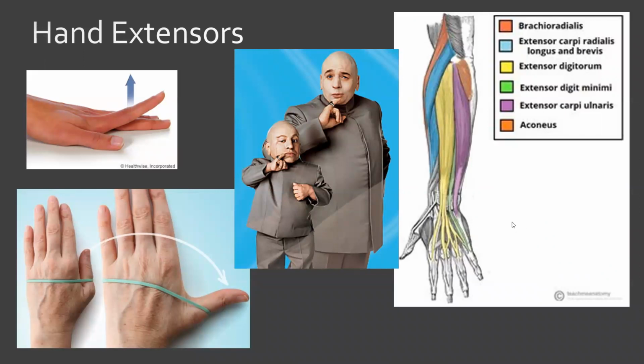Your hand extensors, outside of the thumb, any of your finger extensors really aren't going to do a whole heck of a lot. You have the most extension movement with your MCP joint. I mean, everyone can move their MCP joint in extension, hopefully. Extension of the DIP and PIP joints is really non-existent.